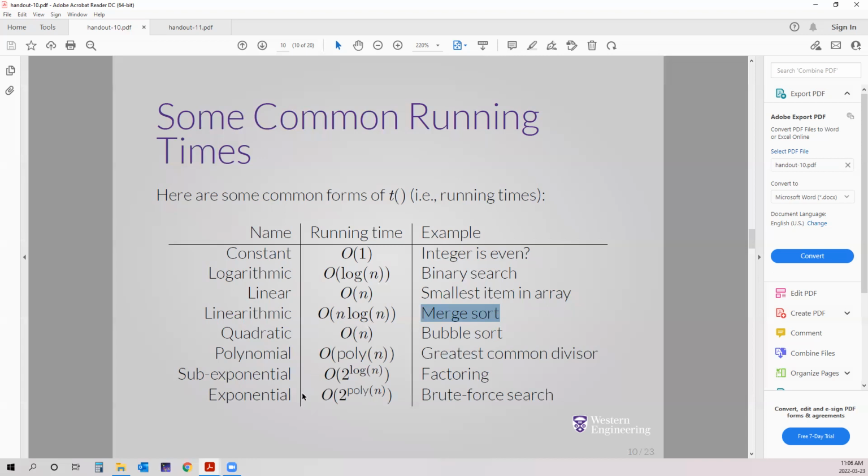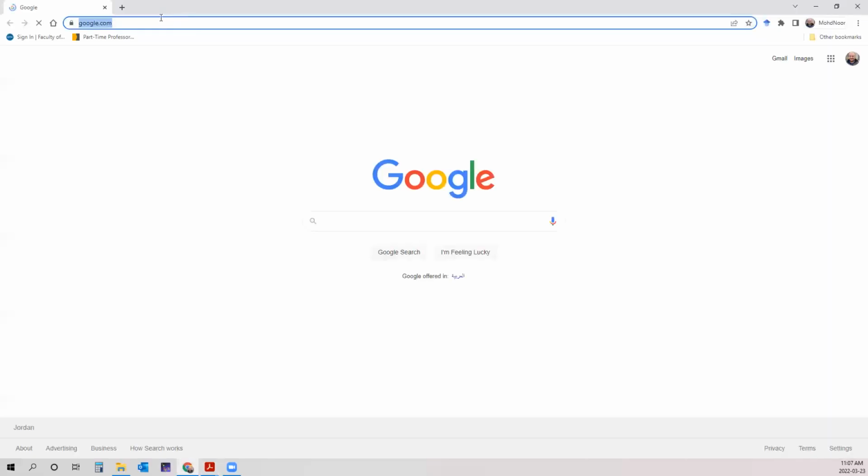Sub-exponential, which is big O of 2 to the power log n, like factoring a number. Exponential, big O of 2 to the power poly n, like brute force search. We are not in a data structure course, but however, bubble sort is the most common one. And here, Brandon, let me just open something so you can see a figure.